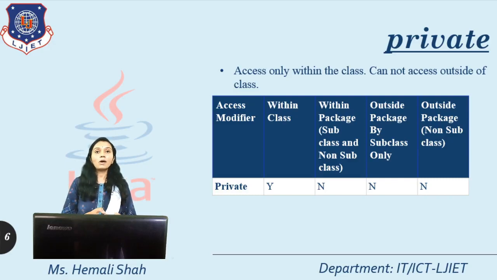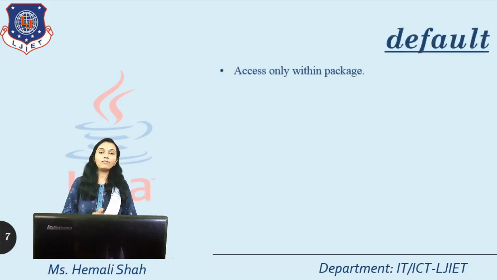So think about the private thing, where you can access this private thing. So here within the class you can access, but for all other category you cannot access. That's why here no. That's I am going to cover by using the example also. So quickly move for the default access modification. Default is access within the package.